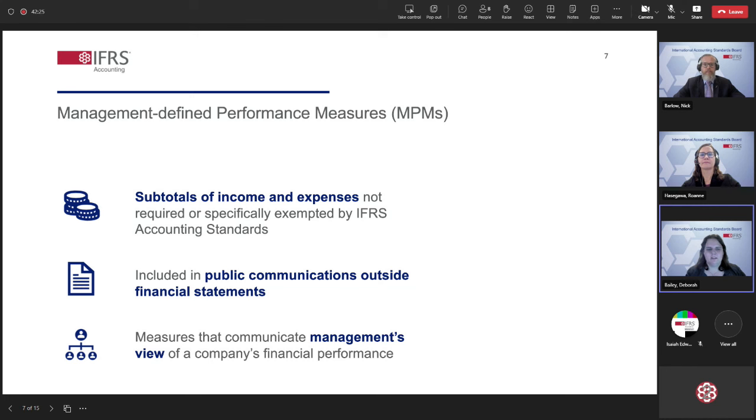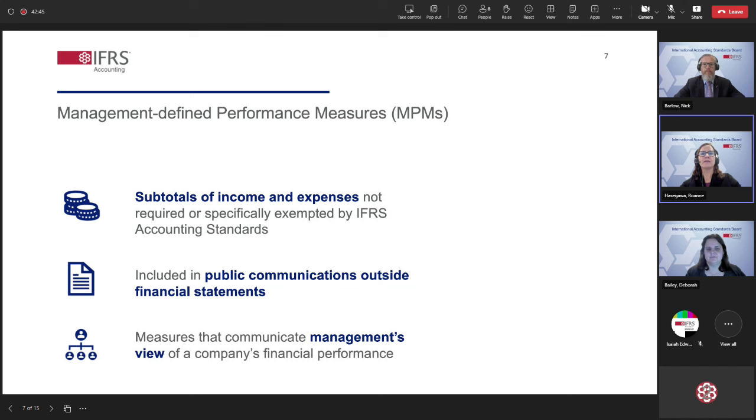And it really reflects the IASB's objective to bring transparency to measures already communicated publicly by companies and not to create a whole new set of measures. And this seeks to promote consistency in the measures that are reported to investors in the financial statements and in these other communications.